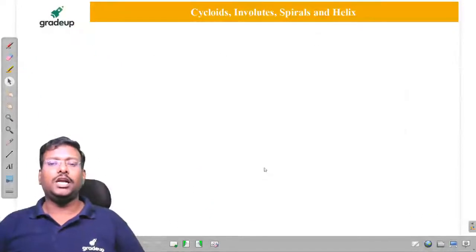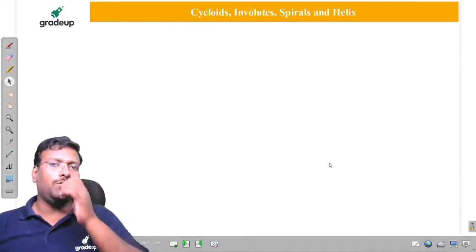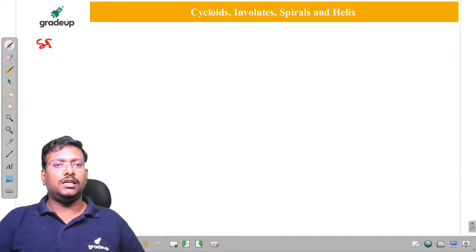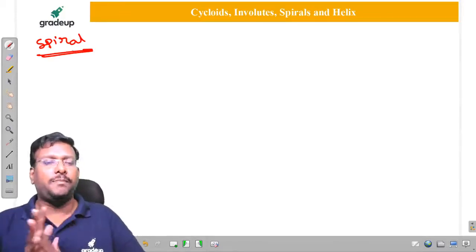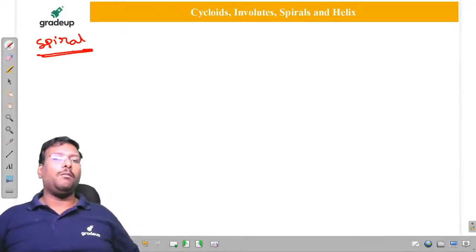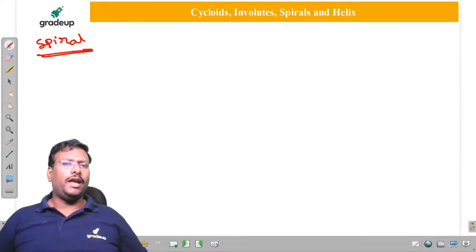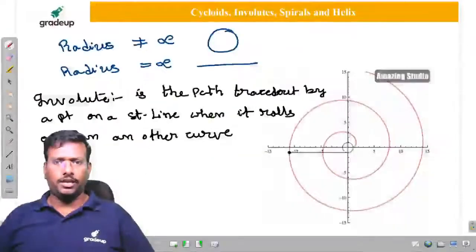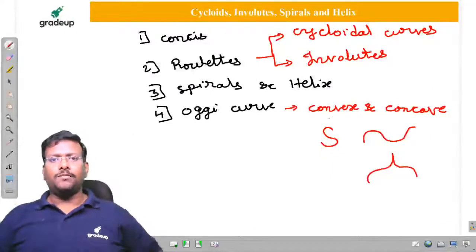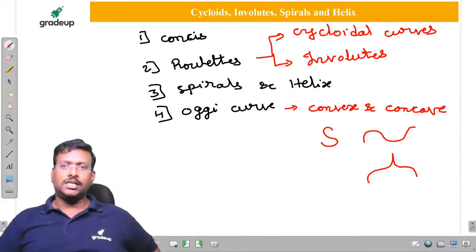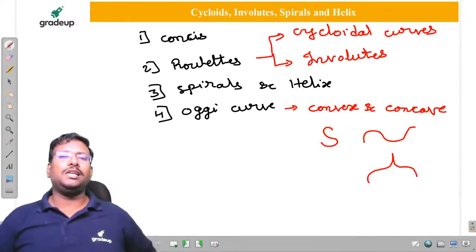Now we will move on to the next element. Can anybody give what a spiral is? Remember, my dear friends, I will consider spiral and helix as a single bunch. Why, sir? If you observe my first sheet, I kept conics in one place, and rollers, cycloids and involutes as a single group because they come under the same category.